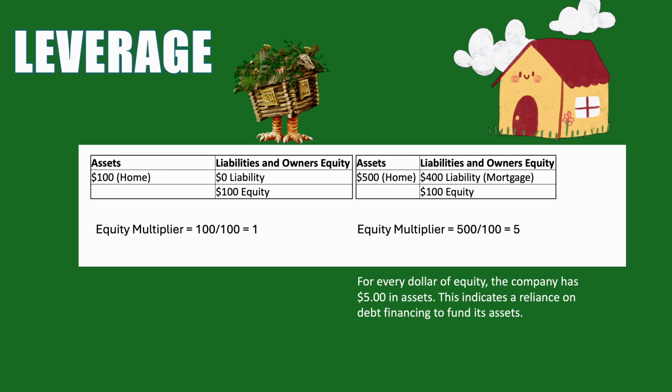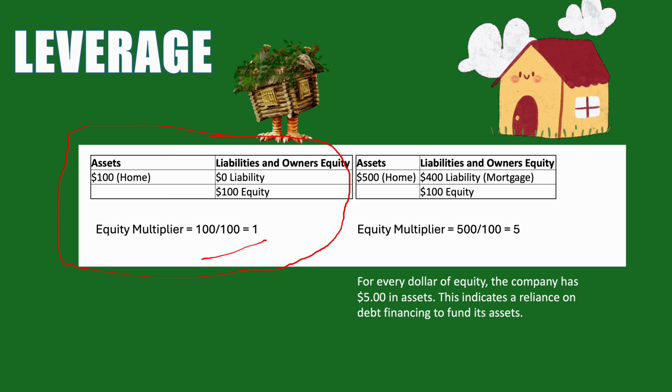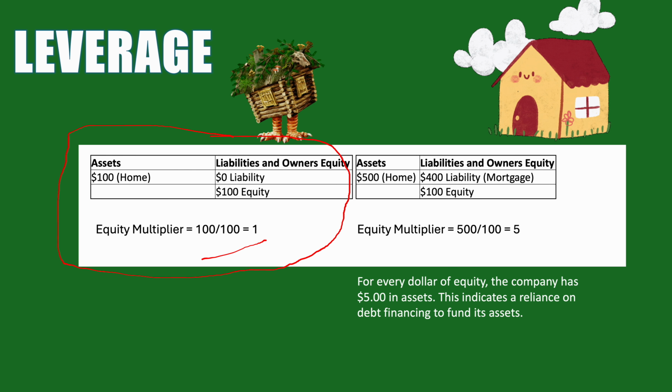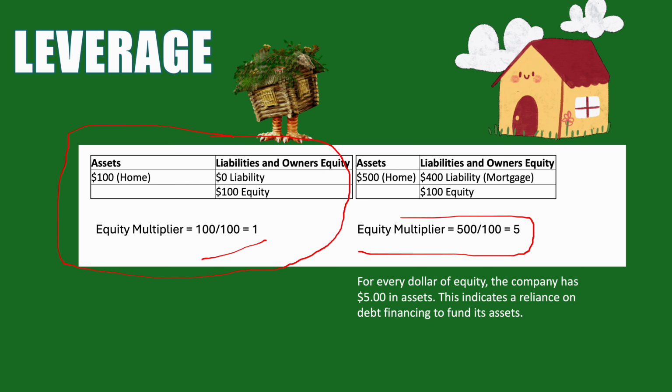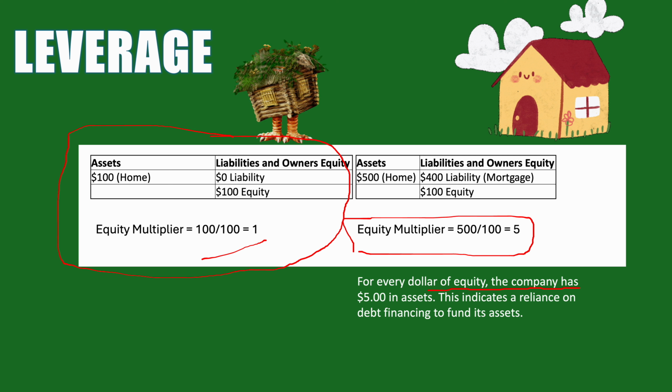Now let's see in case 1 what was the equity multiplier. It was 100 by 100 and it was 1. In case 2, assets were 500k and the equity was 100k. Thereby the equity multiplier was 5. And this means that for every dollar of equity, the company, here there is no company, here it is me the individual, I have $5 in assets. This indicates a reliance on debt financing to fund my assets.